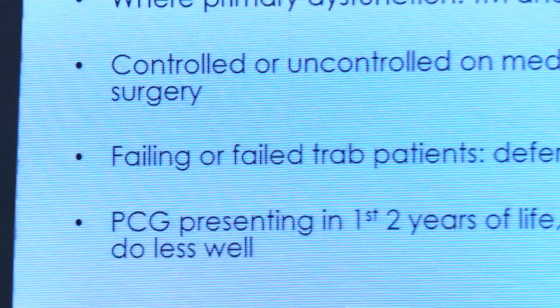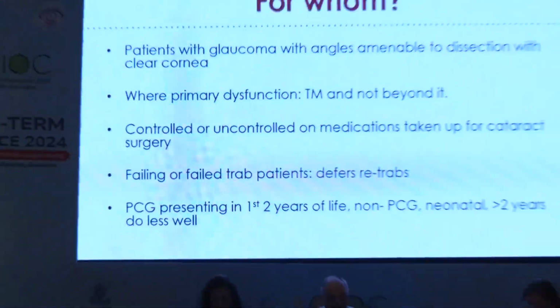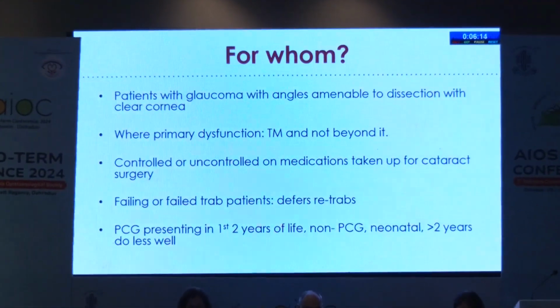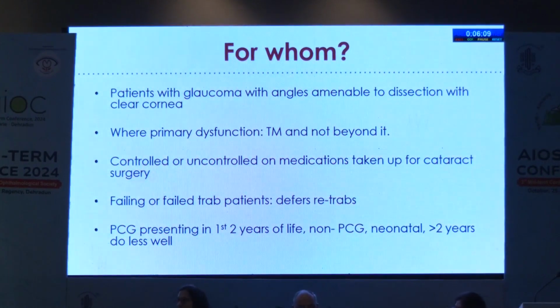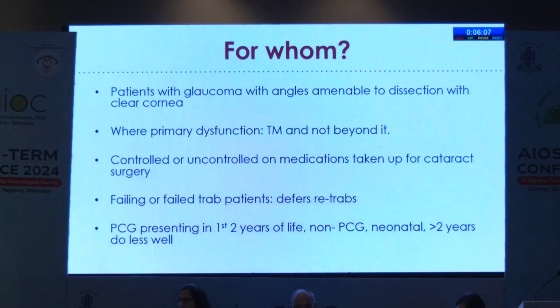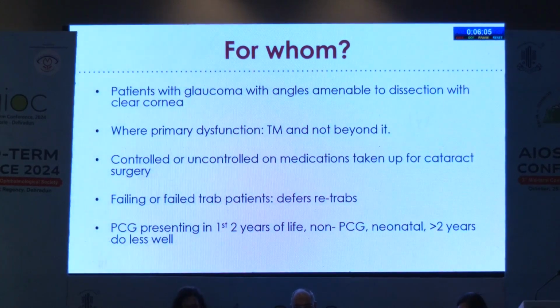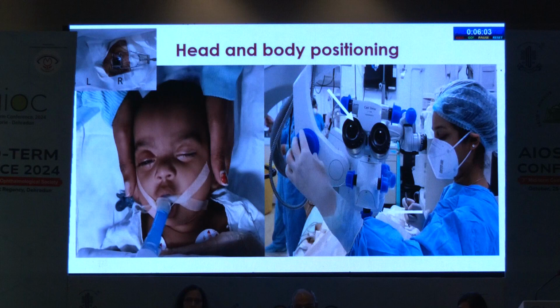So patients with glaucoma should have angles amenable to dissection with clear cornea. And the primary dysfunction should be at the level of the trabecular meshwork. If you're expecting collector channel dysfunction, then better not to perform this surgery. The patient should not be a very high IOP patient. They should be controlled or borderline controlled on medications. We can also do the surgeries in failing or failed trab patients and in primary congenital glaucoma patients.